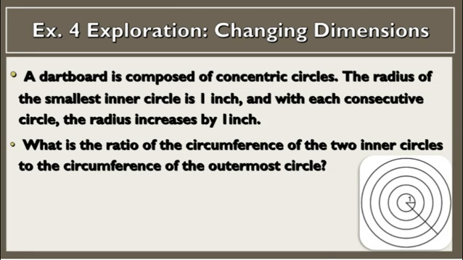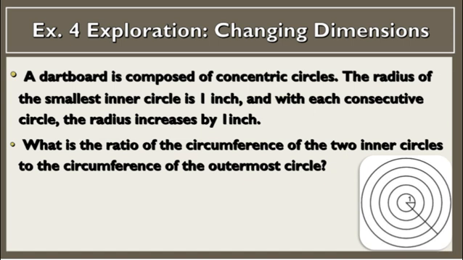A dartboard is composed of concentric circles. The radius of the smallest circle, the inner circle, is 1 inch. And with each consecutive circle, the radius increases by 1 inch. What is the ratio of the circumference of the 2 inner circles to the circumference of the outermost circle? So the ratio, circumference of the 2 inner circles to the circumference of the outermost circle, so the inner 2.